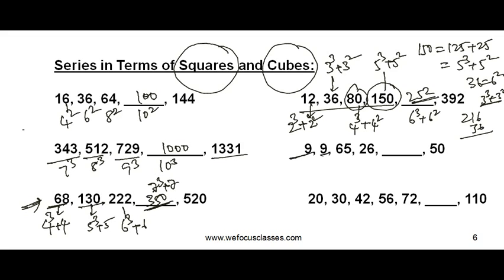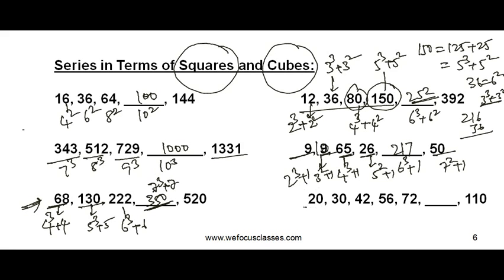Here 9 and 9 is given, 65, 26 is given. 65 we know that is 4 cube plus 1, and 26 we know that is 5 square plus 1, and 50 we know that is 7 square plus 1, and here it is given, this should be 10, this is 3 square plus 1, and this is 2 cube plus 1. So cube plus 1, square plus 1, cube plus 1, square plus 1, you will be getting it as 6 cube plus 1. So that is 217 will be our answer. The problem can be given in any way.